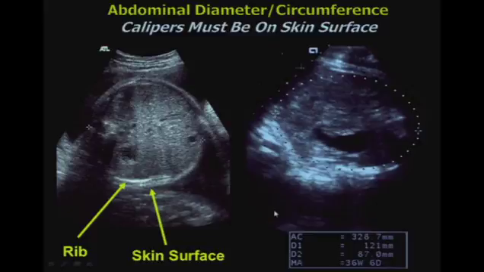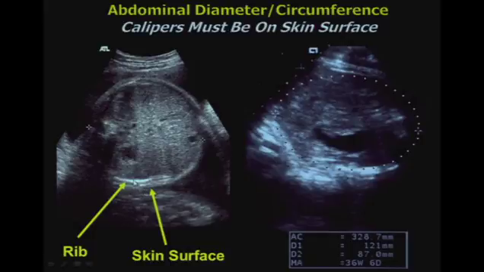The calipers for the abdominal diameter or circumference must be on the skin surface. So here, for example, is the skin surface. I sometimes see people mistakenly put it on the edge of the rib as opposed to the edge of the skin surface. This is correct.